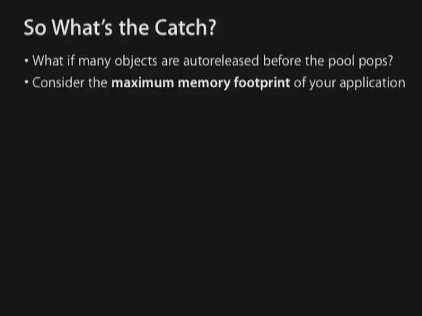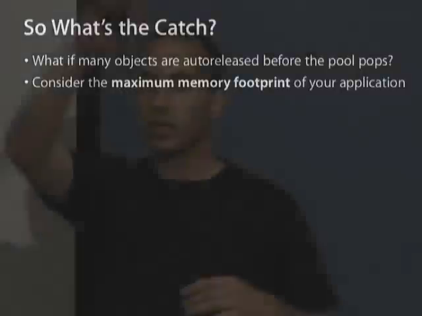Well, what if you have one iteration of your run loop that creates and auto-releases thousands of objects or several very large objects? You're going to have a spike in your memory use, right? So your memory use is going to go really high until the end of the run loop, and then everything's going to get released. Well, what if that memory use is so high that you run out of memory? Well, that's one of the risks you have with auto-release.